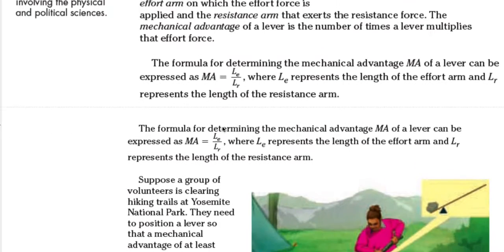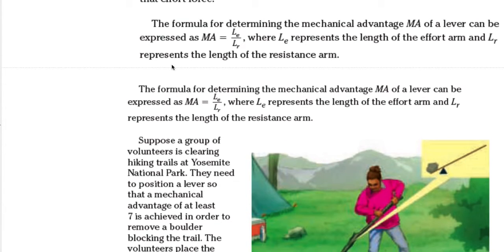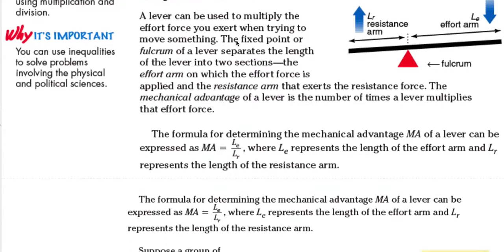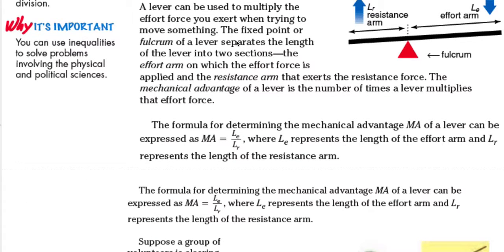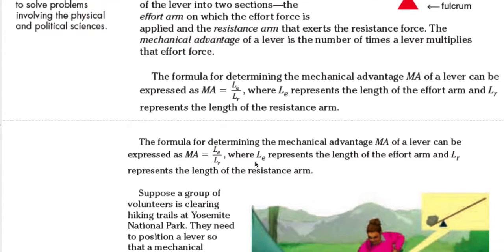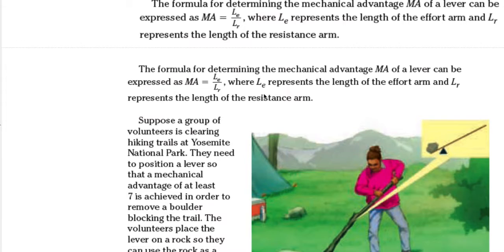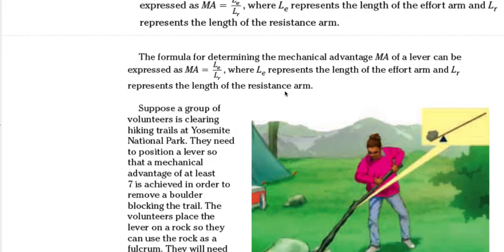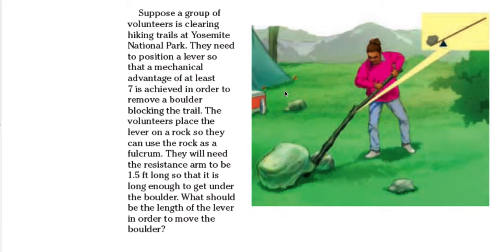The formula for determining mechanical advantage of a lever can be expressed as MA, for mechanical advantage, is equal to LE over LR, where LE represents the length of the effort arm and LR represents the length of the resistance arm. Okay, so let's continue here.